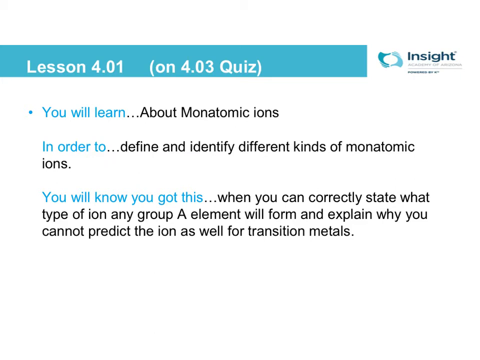of ions. 4.01 is about monatomic ions. So by the end of this, you should be able to explain what a monatomic ion is, as well as predict what kind of ion anything from the group A columns on the periodic table will form.